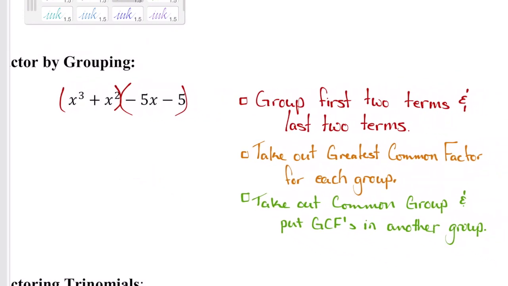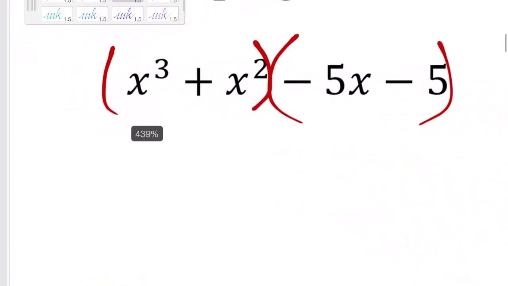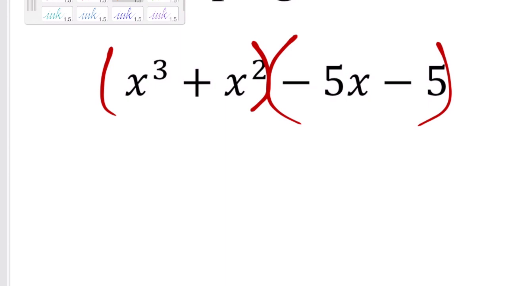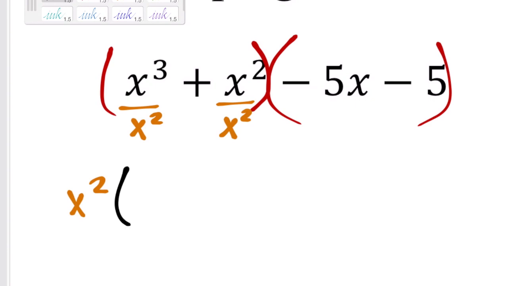The next thing we want to do is take out the greatest common factor for each group. So I'm going to look at the first group and figure out what they have in common that I can take out. In this case, it's an x squared. So they both have an x in common, and the smallest exponent within that group is x squared. So I'm going to take an x squared out. When I do that, I would be left with an x plus x squared divided by x squared. Anything divided by itself, it's going to give you 1, unless it's 0, of course.